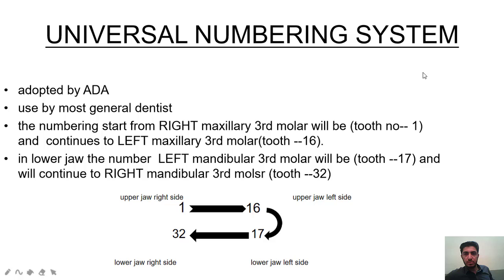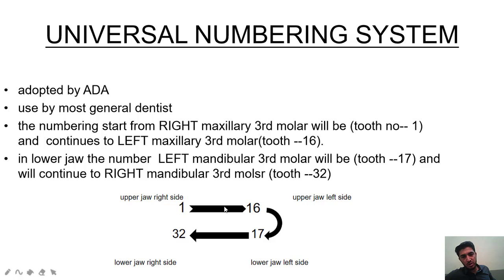The universal numbering system was adopted by the American Dental Association. It is still used in the United States, and most general dentists use this numbering system. It is simple, and the numbering starts from the maxillary right 3rd molar and continues and ends on the left maxillary 3rd molar.